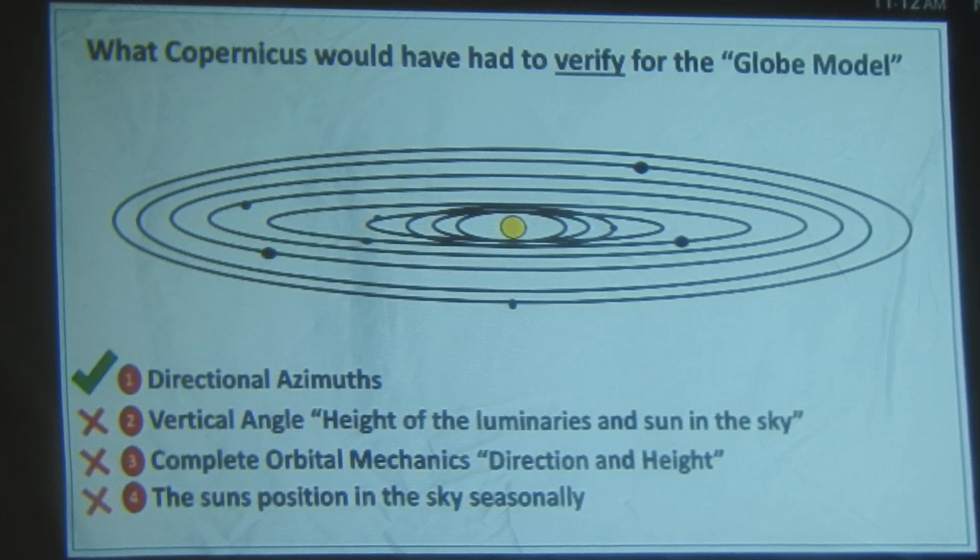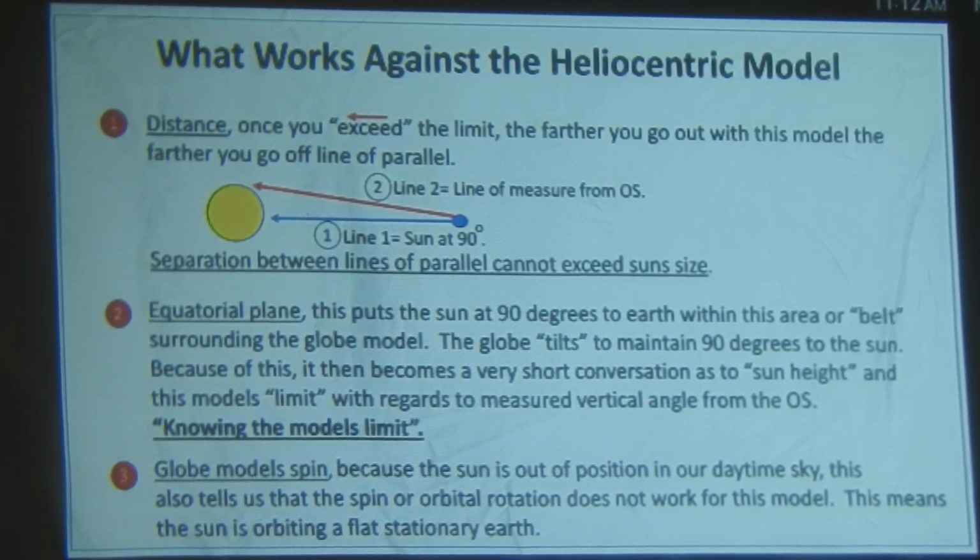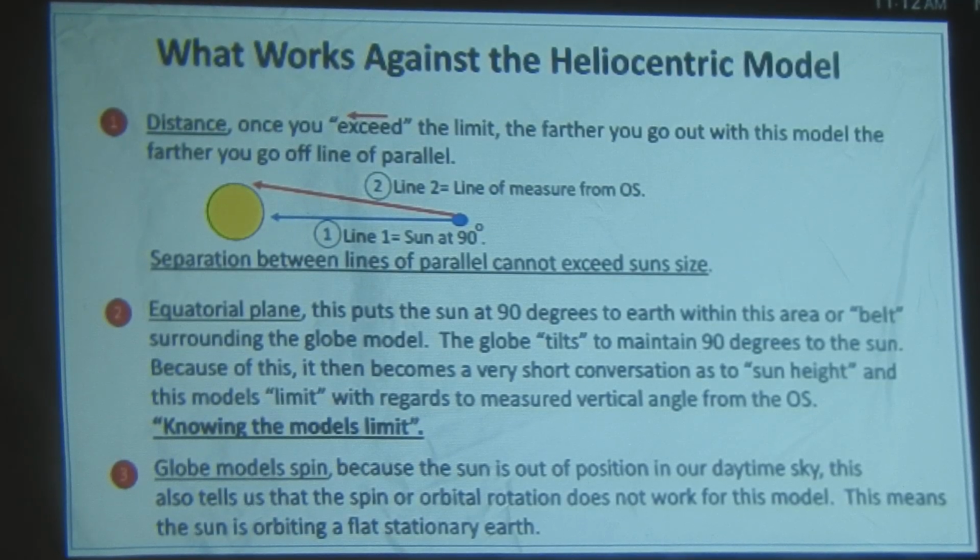And again, I think that's the intent of the Creator. It's one of the fundamental building blocks why the Creator put the sun high in the sky, for us to identify that. What works against a heliocentric model?